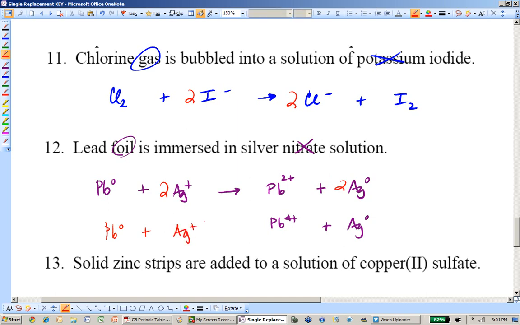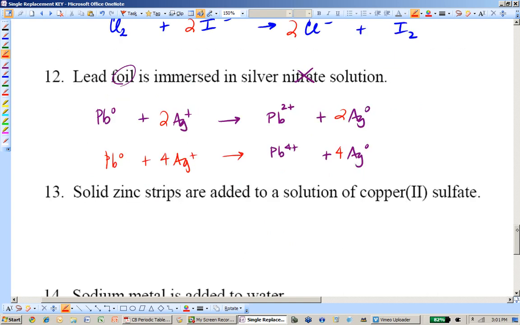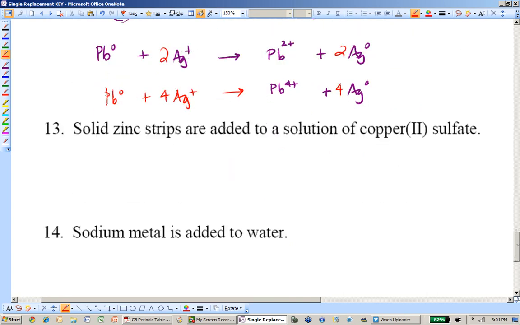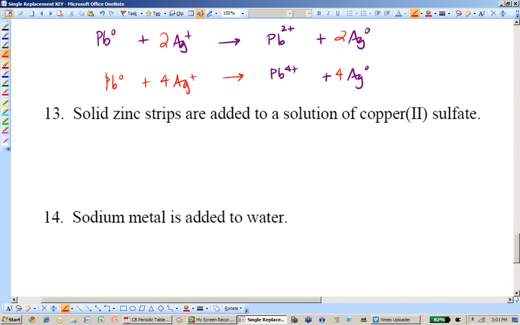They're balanced by atom on this bottom one, but they're not balanced by charge. So I'd need 4 there and 4 there. I've got to balance it by both ways. So you choose either one, equally correct. I know it bugs you that there's not just one right answer. Solid zinc strips. Solid strips, either one implies zinc metal. Added to a solution of copper 2 sulfate.